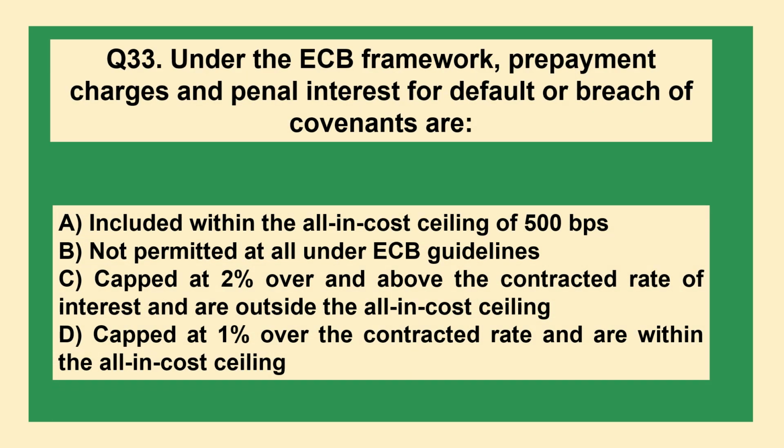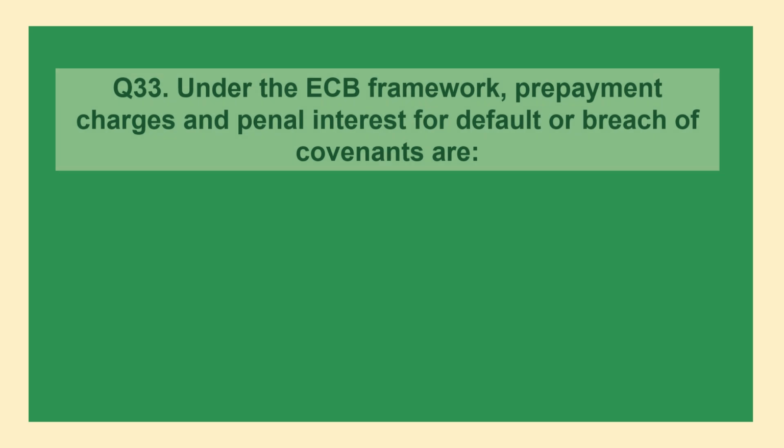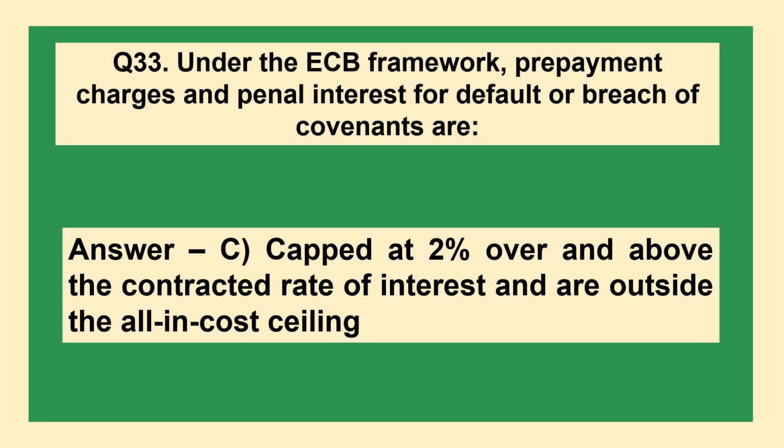Under the ECB framework, prepayment charges and penal interest for default or breach of covenants are: A. Included within the all-in cost ceiling of 500 bps. B. Not permitted under all ECB guidelines. C. Capped at 2% over and above the contracted rate of interest and are outside the all-in cost ceiling. D. Capped at 1% over the contracted rate and are within the all-in cost ceiling. The answer is option C. Capped at 2% over and above the contracted rate of interest and are outside the all-in cost ceiling.